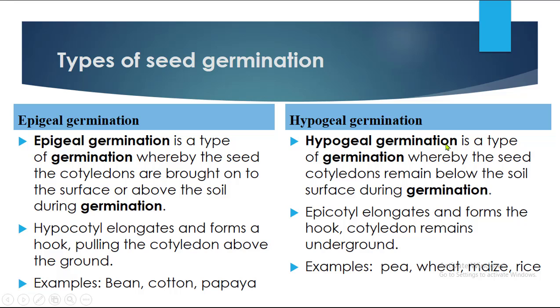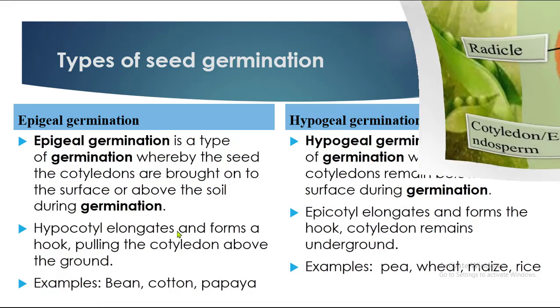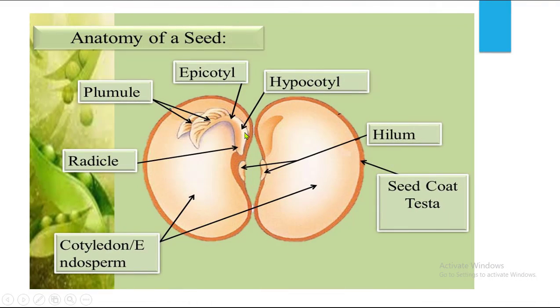On the other hand, hypo means below. So in hypogeal germination, the cotyledons remain below the soil. They remain underground. So what is the mechanism? Remember, the hypocotyle is the part which is attached to the cotyledon. Epicotyle is the part which is above the cotyledon. In this slide you can see, note it again. Epicotyle is the part of the embryo which is above the cotyledon, and hypocotyle is the part of the embryo that is directly attached to the cotyledon.